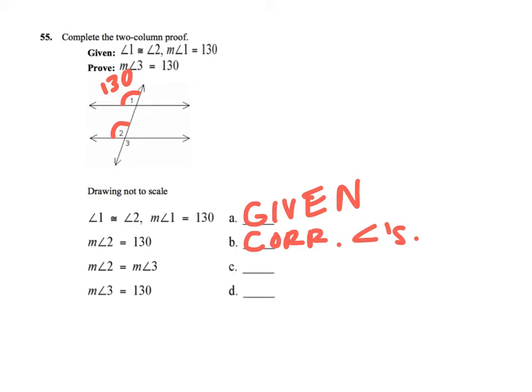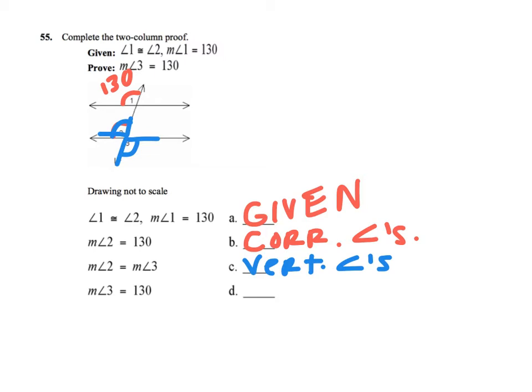Your next one says angle 2 is congruent to angle 3. So I want to say this angle here is congruent to this one. Well, we have these two beautiful angles here. Those are your vertical angles. So I'm going to say that's true because they're vertical angles.